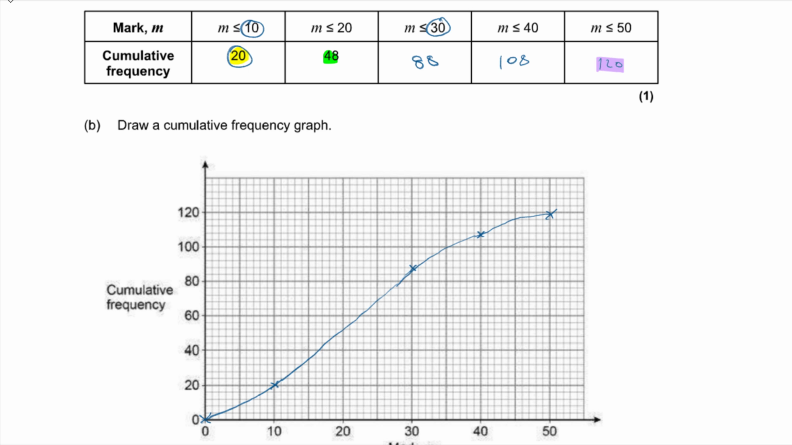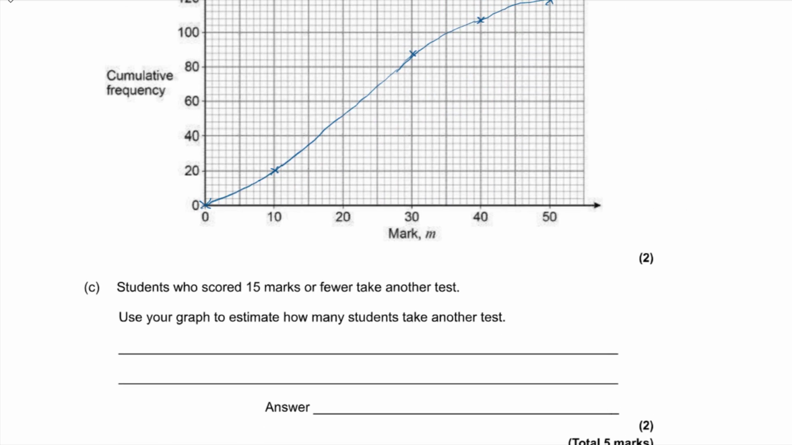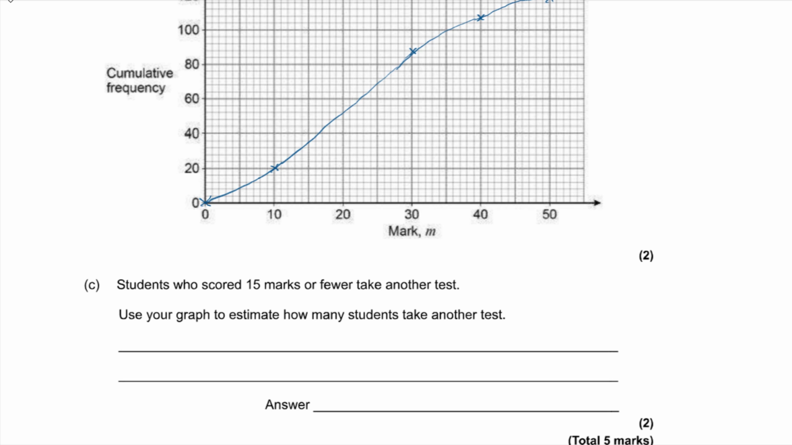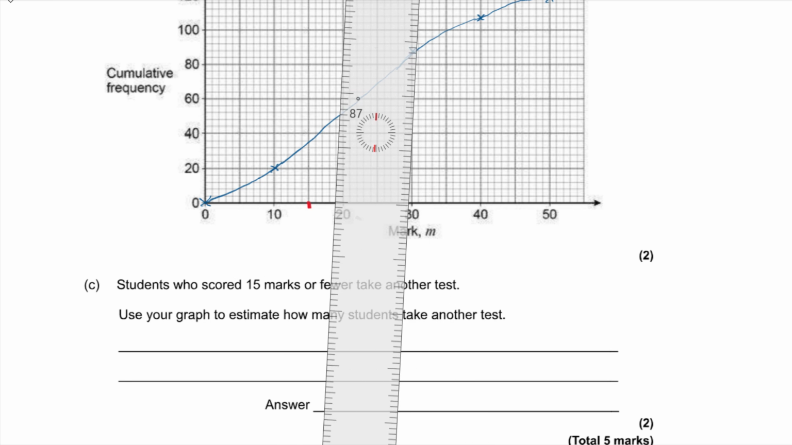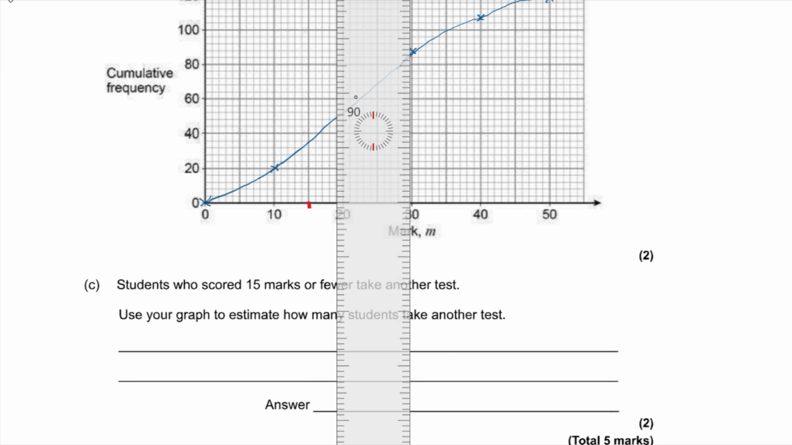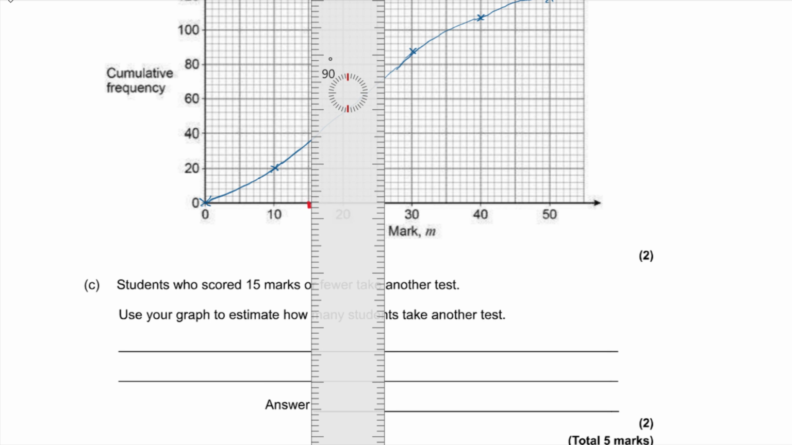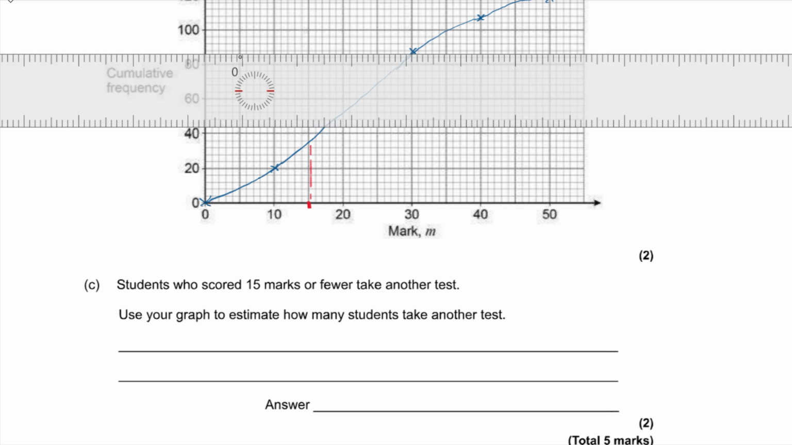Okay? Right, have we got any questions on this? Yes. Students who scored 15 marks or fewer take another test. Use your graph to estimate the number of students who take another test. Well, 15 marks is here. Look, that's 15 marks. So what we're going to do is we're going to use our ruler. We're going to read up to the graph and then across, and then that is going to be our cumulative frequency. Let's say these people here, reading across.